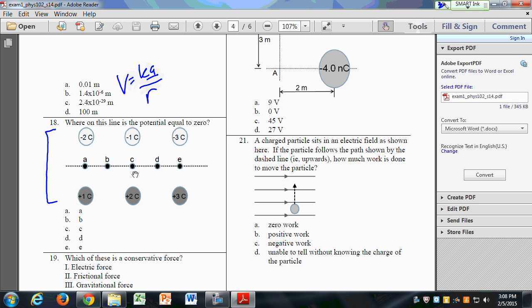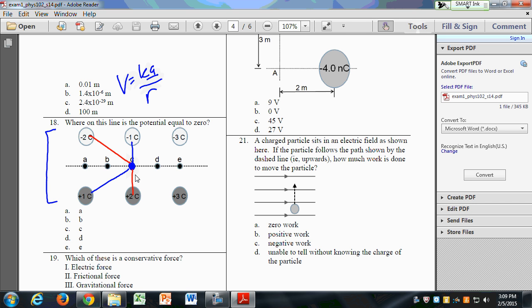So let me pick one that's not the answer. For example, at point C, I have a distance from the -1 and the +1 Coulomb charge. Those aren't the same, so the potentials don't cancel out. The potential due to the negative charge is bigger than the potential due to the positive charge, so they don't cancel one another out. Similarly, these don't cancel out because they're different distances.